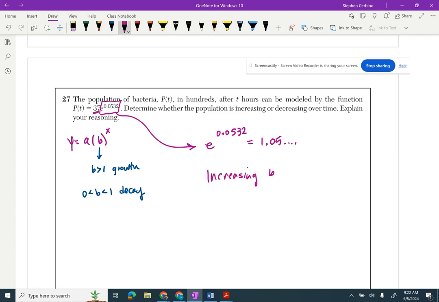growth, because the base is greater than 1.